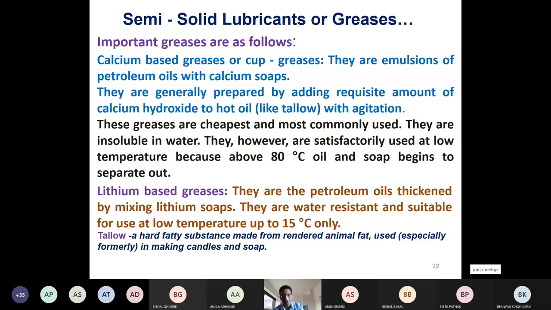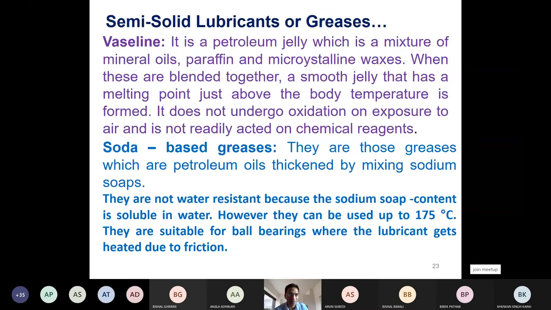And semi-solid lubricant, again, vaseline is petroleum jelly, which is a mixture of mineral oil, paraffin, and microcrystalline waxes. When these are blended together, a smooth jelly is formed that has a melting point just above the boiling temperature. It doesn't undergo oxidation on exposure to air and is chemically inert.